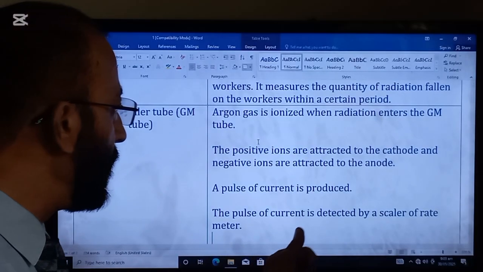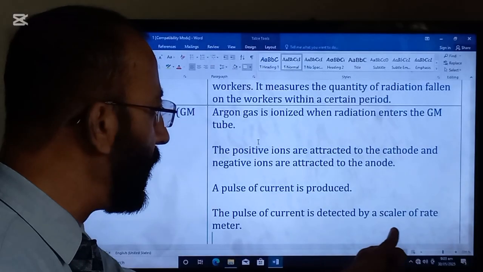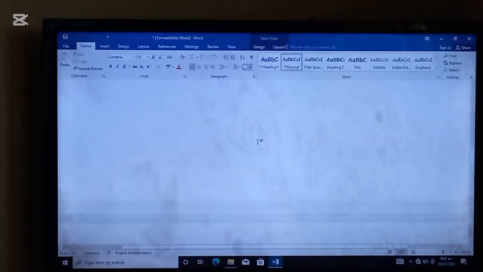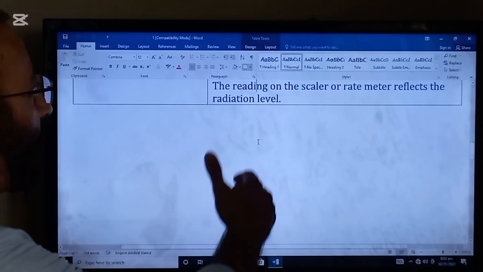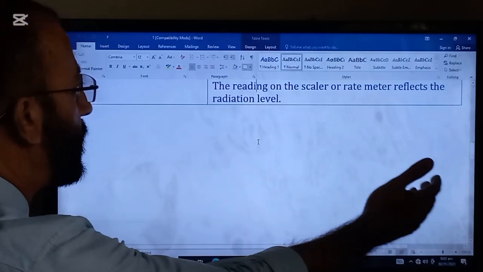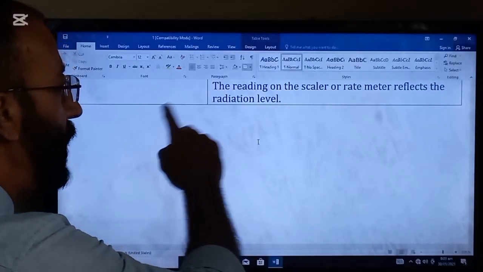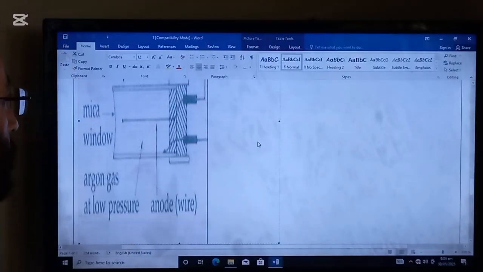The pulse of current is detected by a scaler or rate meter. The reading on the scaler or rate meter reflects the radiation level. So this is how the GM tube works. And here is the figure.